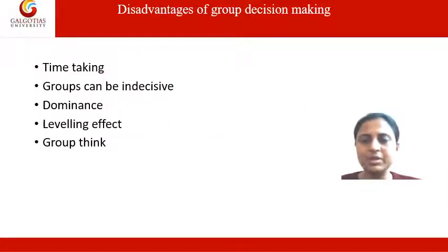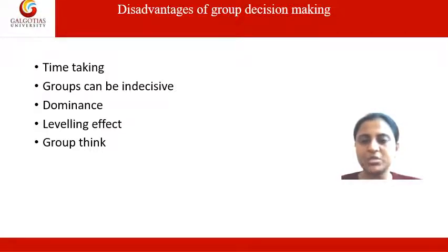Now let's look at some of the limitations of group decision making. First, time taking. Group decisions can take longer to arrive at, and this can be problematic when speed of action is the key. Secondly, groups can be indecisive and they may choose to opt for satisficing rather than maximizing. These indecisions can arise due to lack of agreement among members. So, satisficing occurs when individuals grow tired of the process and they just want to bring it to a conclusion.